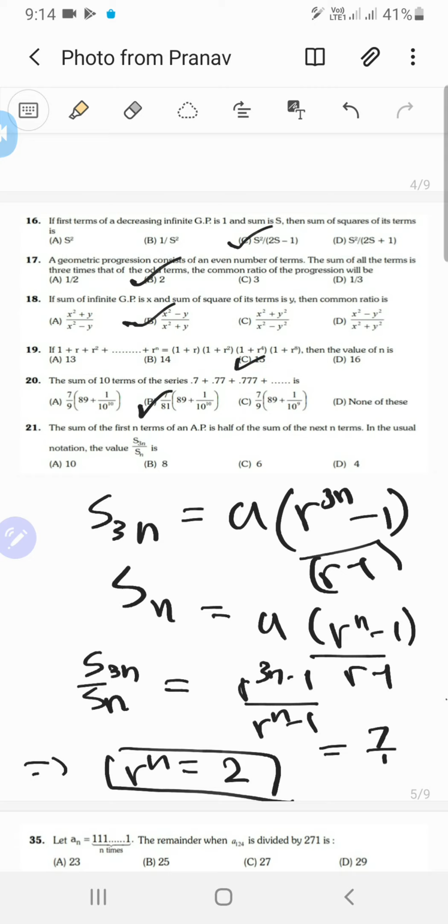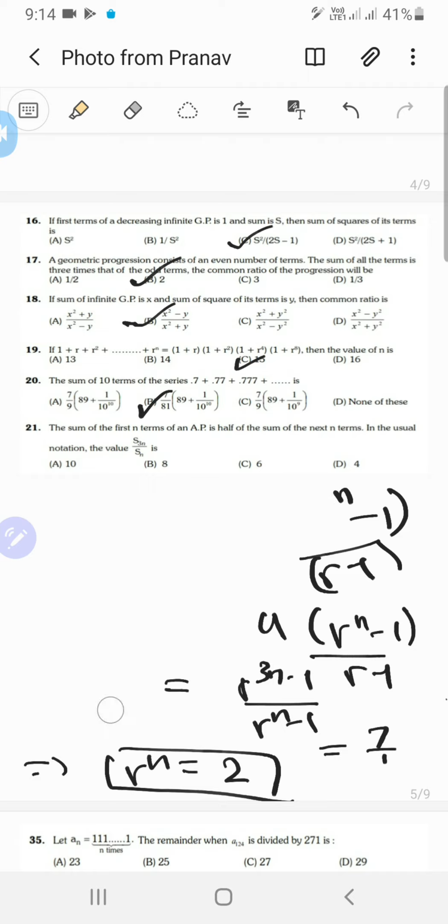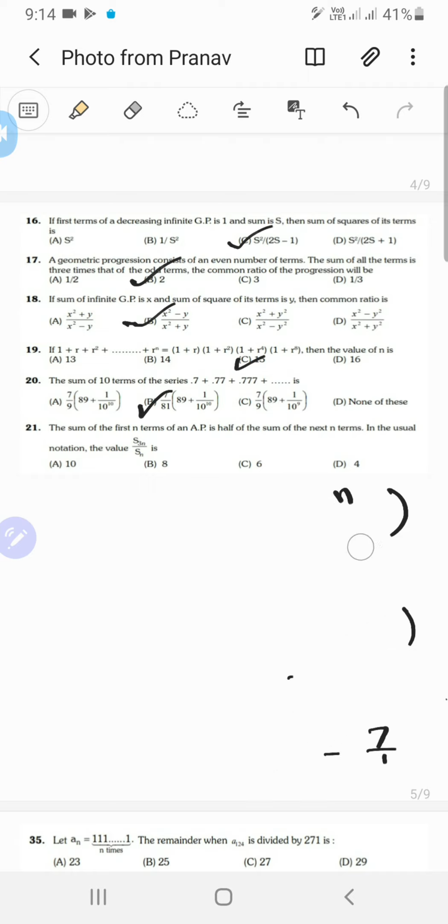Is that correct? Doesn't look so correct. Well, this r raised to n is 2. And did I mess up something? I don't know, maybe the value of r raised to n is not 2. Okay, just do this once again to check if what I did was wrong or not. Why am I getting 7 over there?